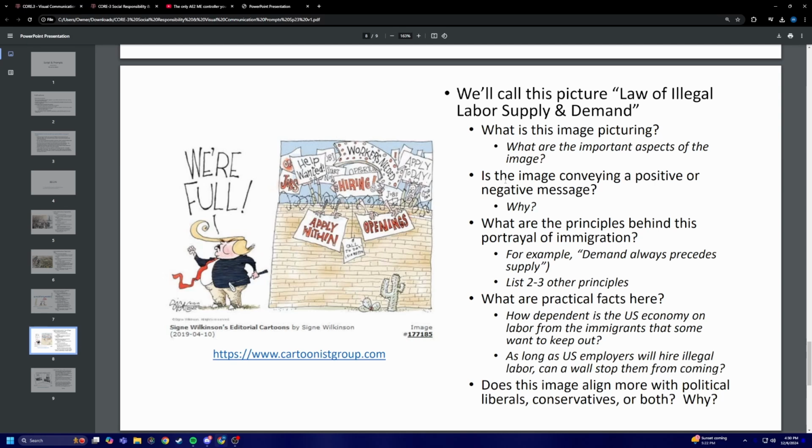I'd say there's a clear principle of hypocrisy being showcased in this one. I mean, learned helplessness, of course. We don't need to say why. Practical facts here: how dependent is the U.S. economy on labor from the immigrants that some want to keep out? You know, I really don't think we're dependent on it at all.